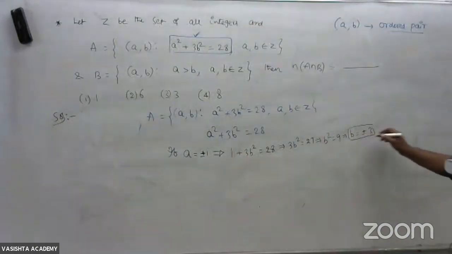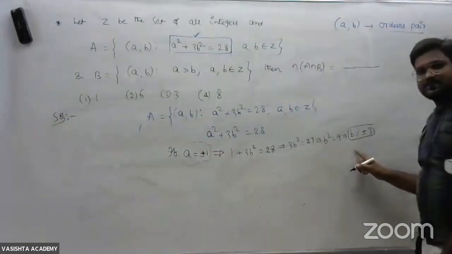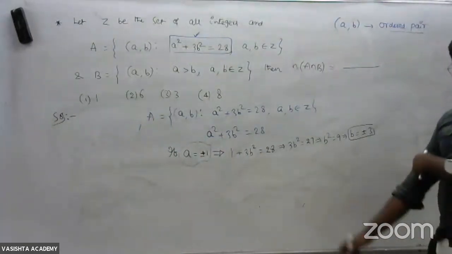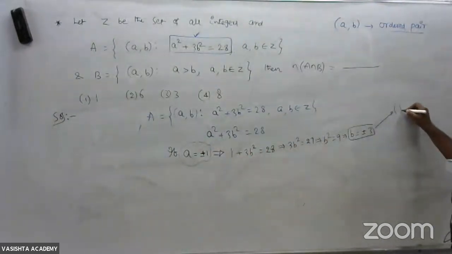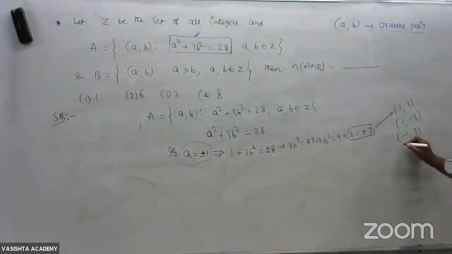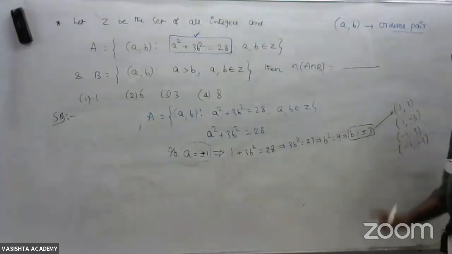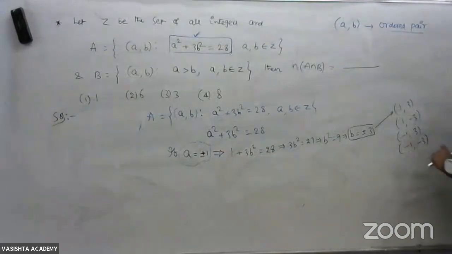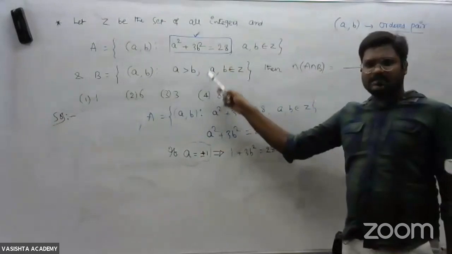Now from here, if I take a equal to plus or minus 1, I am getting b as plus or minus 3. That is, corresponding to these, I will get these possibilities: 1 comma 3, 1 comma minus 3, minus 1 comma 3, minus 1 comma minus 3. Is it correct? But I said we have to take, because we are taking intersection, right?